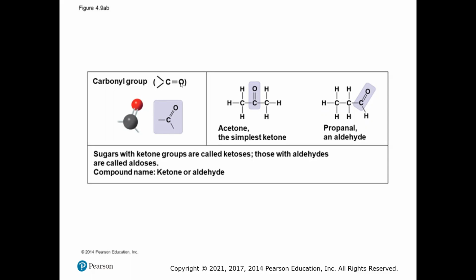Carbonyl group, CO. This group is found in sugars. Sugars with a ketone are called ketoses. Those with an aldehyde are called aldoses. So we have aldoses and ketoses. Compound name: ketone, where the carbonyl group is within a carbon skeleton. In an aldehyde, or an aldehyde sugar, the carbonyl functional group is at the end of the carbon skeleton.